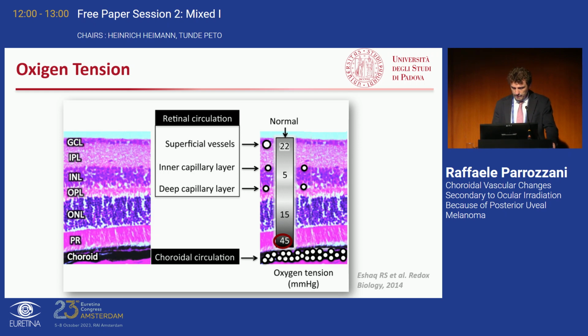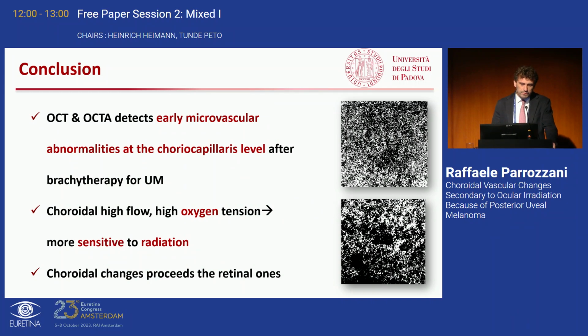So in conclusion, using OCT and OCT angiography, we can detect early microvascular abnormalities at the choriocapillaris level after brachytherapy, but probably also after other types of irradiation. The choroidal high flow, meaning choroidal or choriocapillary oxygenation, probably makes this tissue more sensitive to irradiation. And what is strange is that choroidal changes precede the retinal ones. That means that by looking at the choriocapillaris, probably in the near future we can prevent the changes in the retina. Thank you.